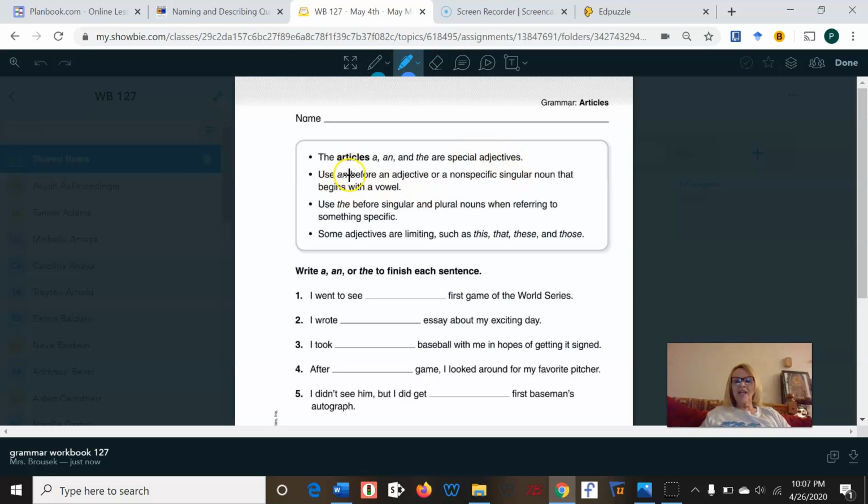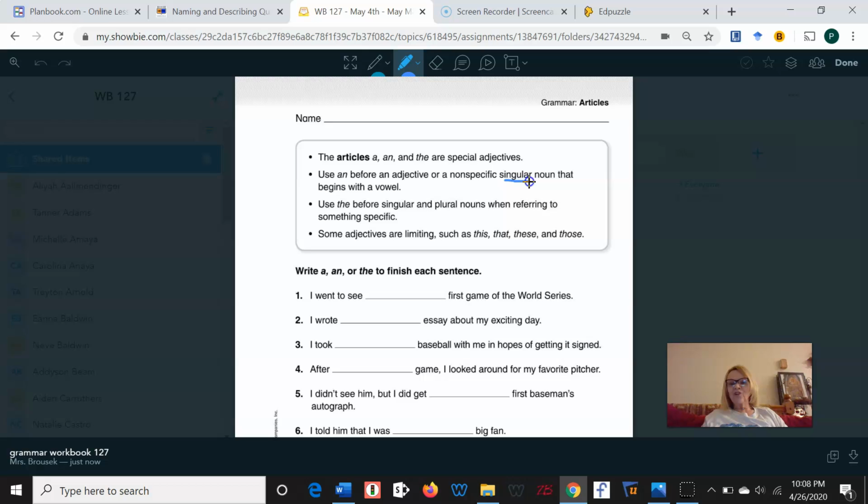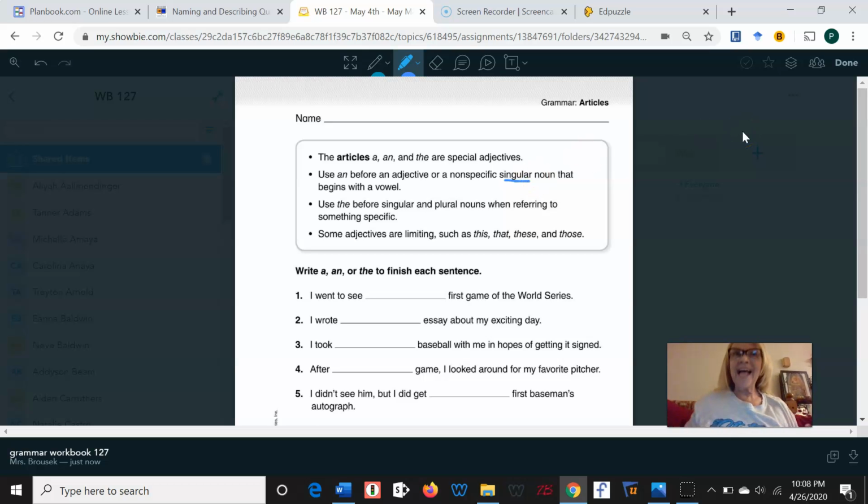Okay, it talks about using an at the second bullet. We use the article an when we have a word that begins with a vowel. So that would begin with A, E, I, O, or U. And the other thing that we notice up here is that it is a singular noun, so that it means it has to be one. So we have to look at two things. We have to look at our noun. Is it a singular noun? Just one, and does it begin with a vowel? Because if that's the case, then we're going to use the adjective or the article an.